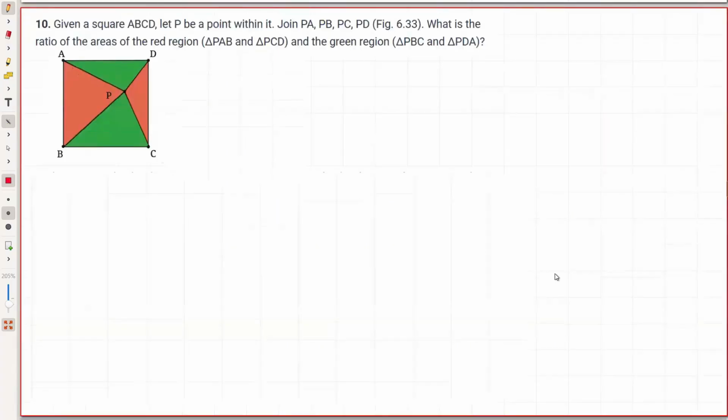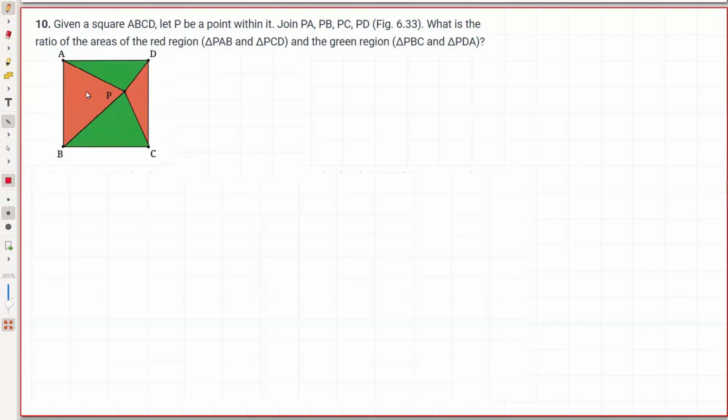So question number 10. Given a square ABCD, let P be a point within it. Join PA, PD, PB, PC. Okay, join everything. What is the ratio of the area of the red region to the green region? They are asking for the ratio of the area of the red region to the green area.